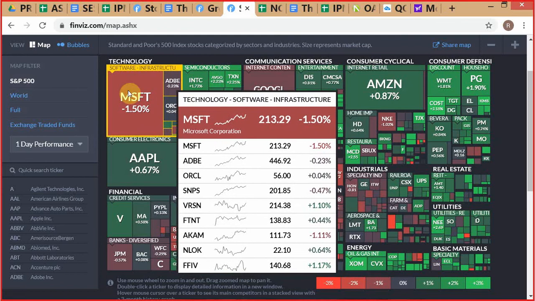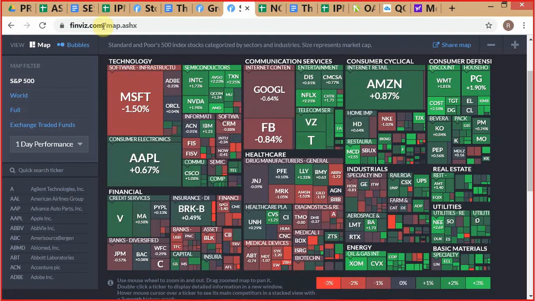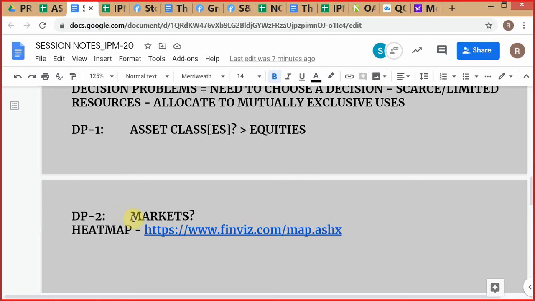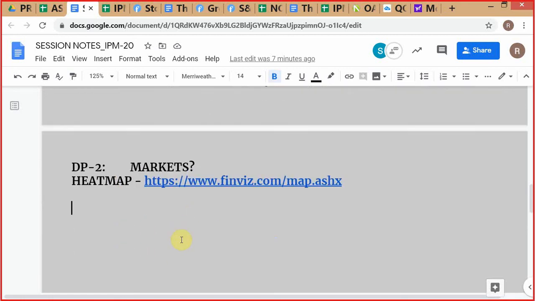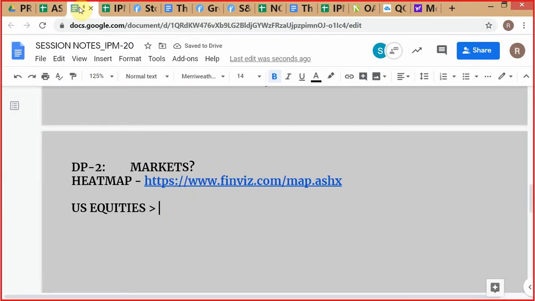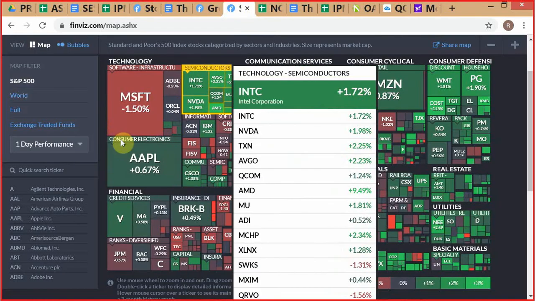The first filter that we have already applied is essentially, under equities we have applied markets. Under markets we have already started choosing. So we have chosen US equities. But we still have problems, because if we choose the S&P 500, we still see too many stocks. Now we have to further cut this down.